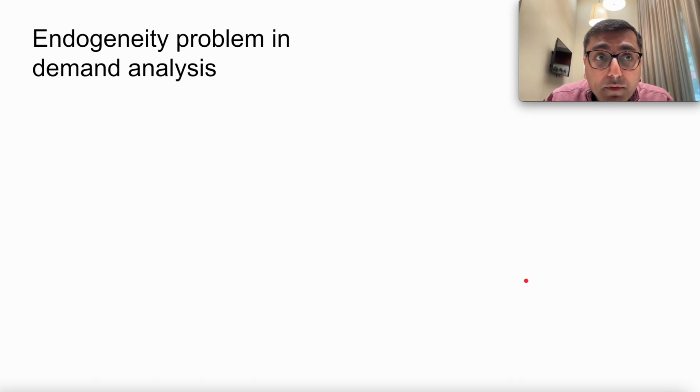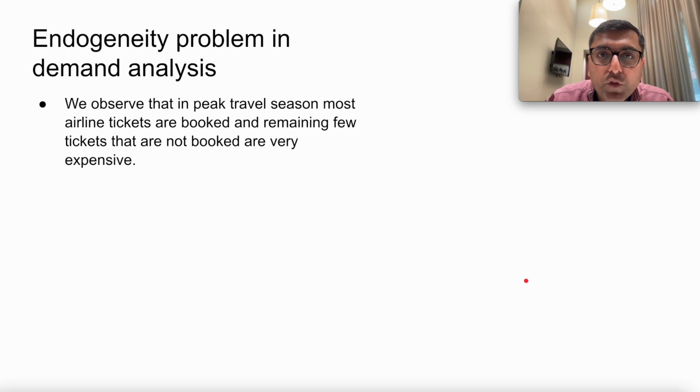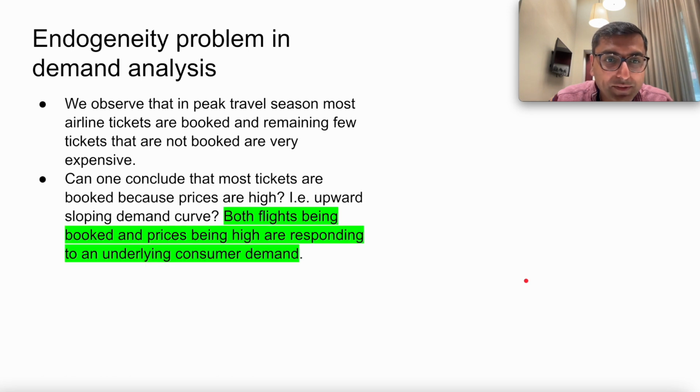This new concept of endogeneity is an important one to learn. So let's say we observe a peak in the travel season where most of the airline tickets are booked, yeah? And we also see that they're very expensive. Not only are the tickets booked, but they're also very expensive. So can one easily conclude that the tickets are booked because prices are high? Think about it. Can you conclude that the tickets are booked because the prices are high?